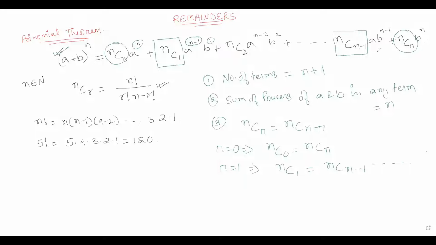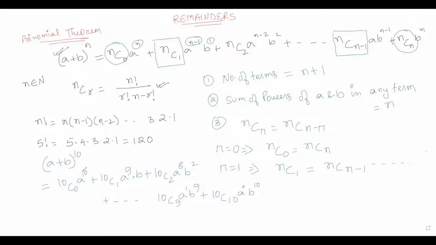So if we expand (a plus b) raised to power 10, in that case, this can be written as 10C0 a raised to power 10 plus 10C1 a raised to power 9 times b plus and so on till 10C10 a raised to power 0, which is 1, b raised to power 10.